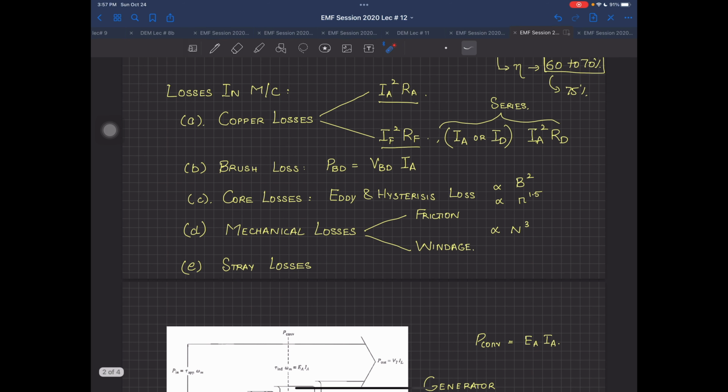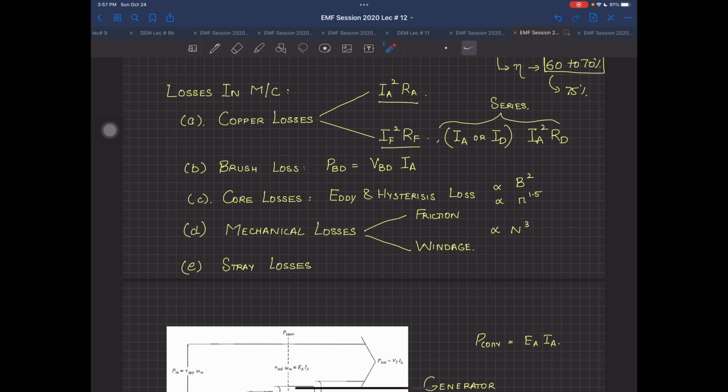Then the last thing, very much important in machines especially, but until you go to your graduate studies or somewhere, these stray losses are normally written as something like 1% of your full load losses. This is the normal term used in your book. So at this undergraduate level, what are those stray losses? Stray losses are those losses which cannot be accounted for.